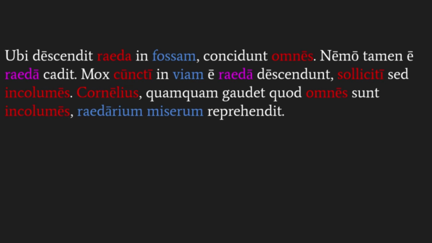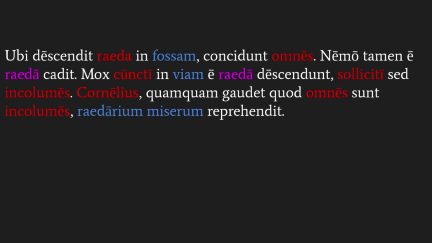So they climb out of the carriage, they're anxious, they're worried because they just fell into a ditch, but they're incolumes, they're not hurt. Then you have Cornelius, quamquam gaudet, quod omnes sunt incolumes, rida miserum reprehendit. So Cornelius is our subject, the dad. Then we have this side thought, right? The commas are showing you there's sort of a different clause here, a different thought in the middle of this sentence. You have quamquam, although. So although gaudet, he's happy because, or that, you could say he's happy that, omnes sunt incolumes, so everyone or all are safe and sound. Right? So even though you can translate this, although he's happy that all are safe and sound, meaning his family's safe. Rida miserum, that's a direct object.